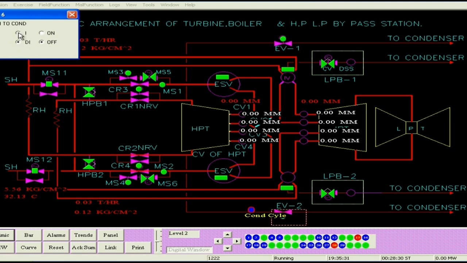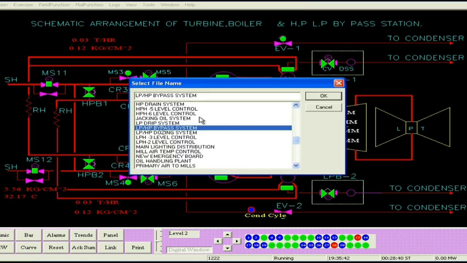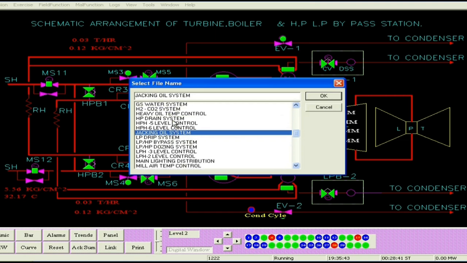So herein we have put the EV1 and EV2 on auto. We have checked that the reheater CRH NRVs are also closed. The reheat bypass NRV and its bypass are also closed, that we have checked.